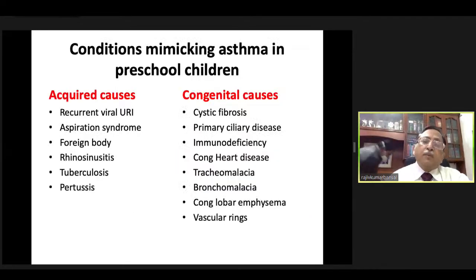There are conditions in preschool children which may mimic asthma, like the acquired causes of recurrent viral URI, where things might settle down. Aspiration syndromes, where a patient might have an aerodigestive disorder. There may be a foreign body with a monophonic wheeze, rhinosinusitis, tuberculosis and pertussis. And believe it or not, I've seen almost all of these patients in my 30 years of pediatric practice. Other causes could be congenital causes like cystic fibrosis, primary ciliary disease, more and more being diagnosed with more understanding of this condition, immunodeficiency, congenital heart disease, tracheomalacia and bronchomalacia, which all of you see in day-to-day practice at one time or another. And congenital lobar emphysema. I've seen quite a lot of patients of congenital lobar emphysema in my life, and vascular rings. You have to believe I've seen vascular rings too. So they are all present and they mimic asthma. The patient may be going from doctor to doctor for a certain period of time before finally coming to a place where a final diagnosis is made.